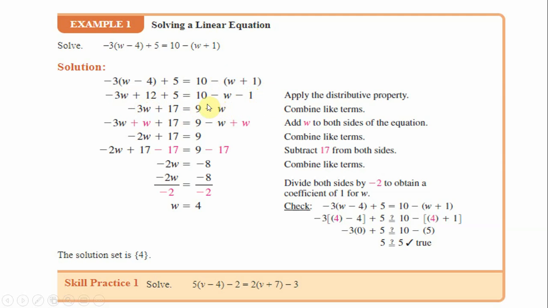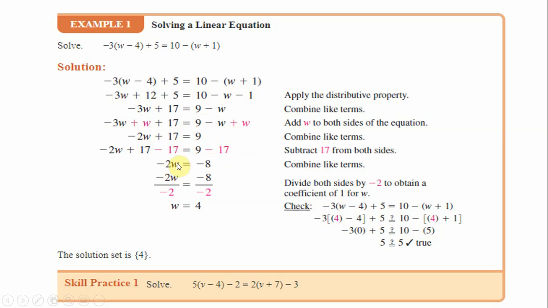And now I want to get all of my w's on one side. I could do plus 3w on both sides, or I could just go ahead and do the plus w here. That way I'll have my w's over on my left. Either way would work. And over here I end up with minus 2w plus 17 is equal to 9. Then I move my constants over to the other side. 9 minus 17 gives me minus 8.